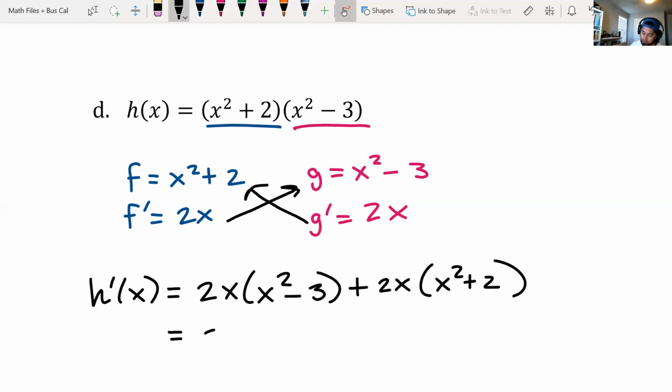So distribute that 2x. You get 2x cubed minus 6x plus 2x cubed plus 4x. All right.